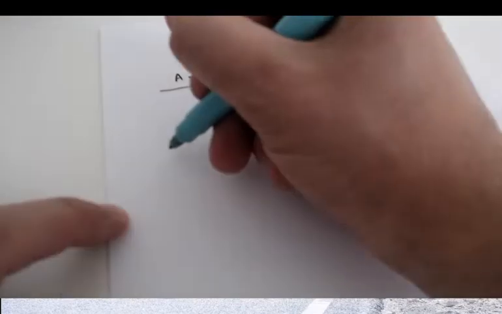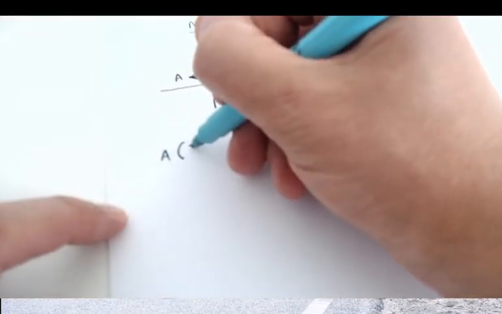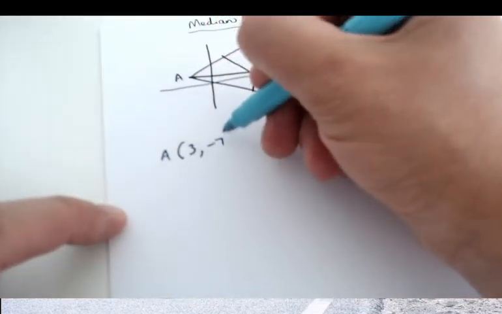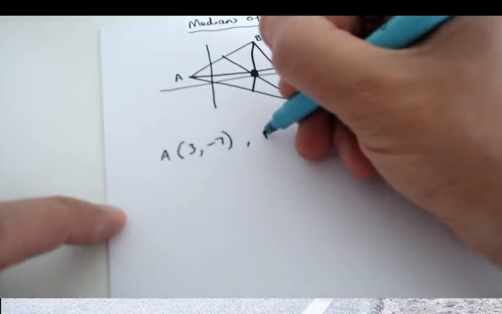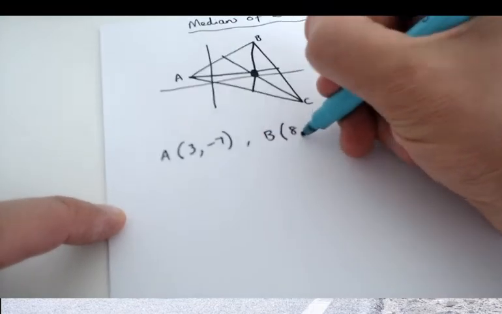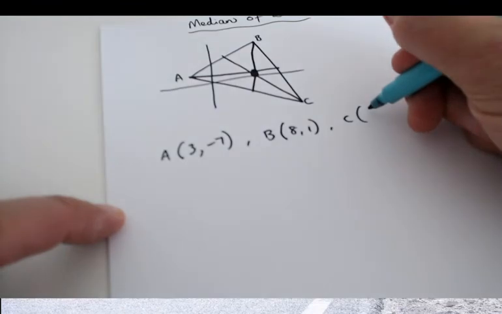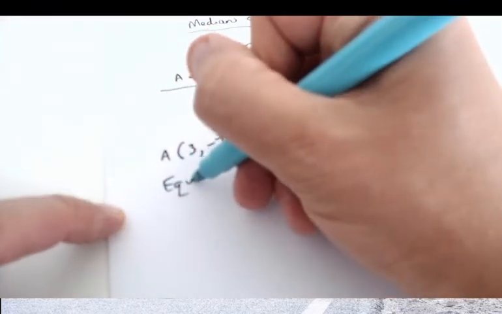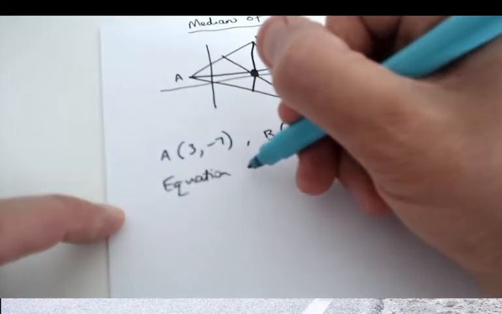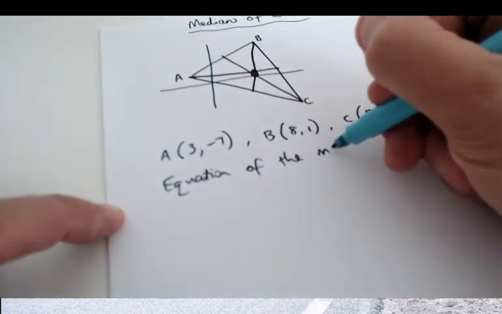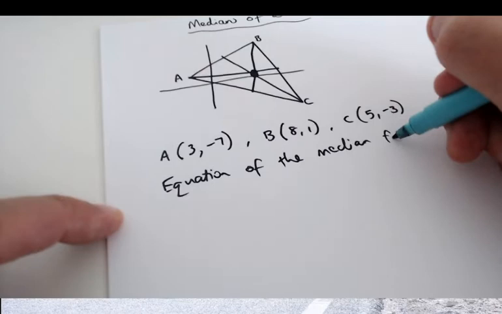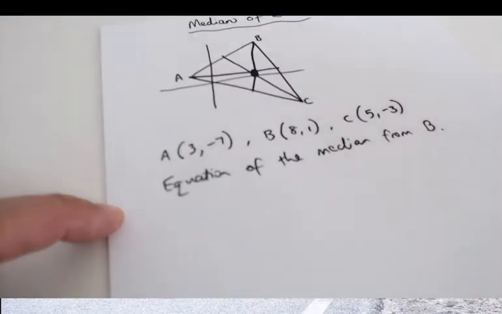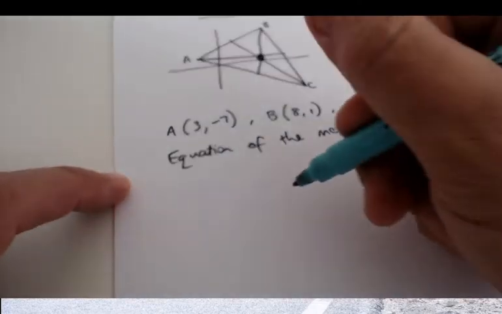So let's say we have a triangle where A is the point (3, -7), B is the point (8, 1), and C is the point (5, -3). And I want the equation of the median from B. A little picture just with the first one, just to show you what's actually going to happen.